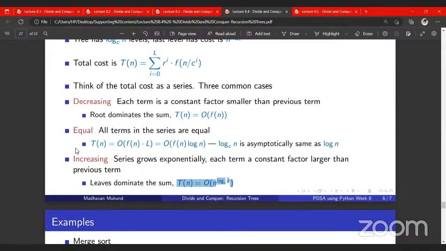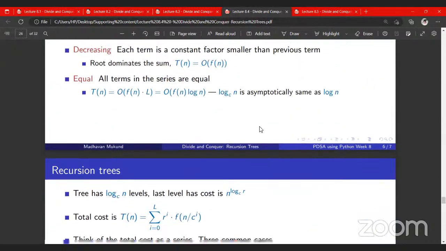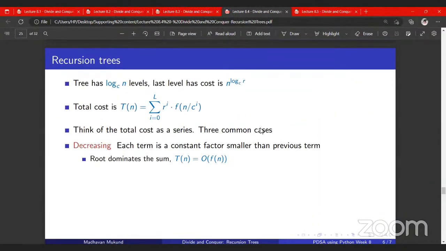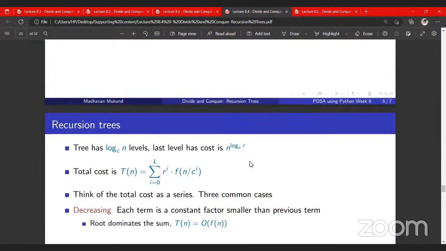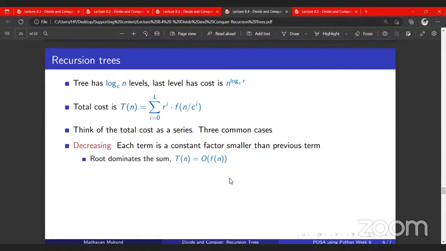Okay, so these are the three final conclusions. You can remember this information, and any time you get a recurrence relation for any algorithm, just create a recurrence tree and check whether the number of operations is increasing, decreasing, or equal at each level. After finding the pattern, you can directly apply this formula.